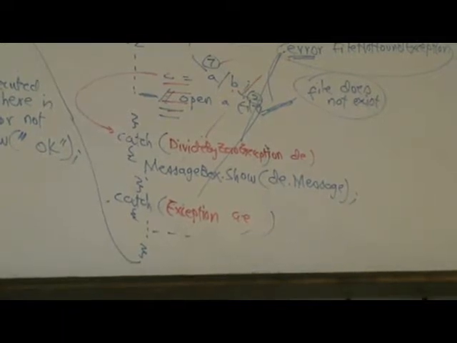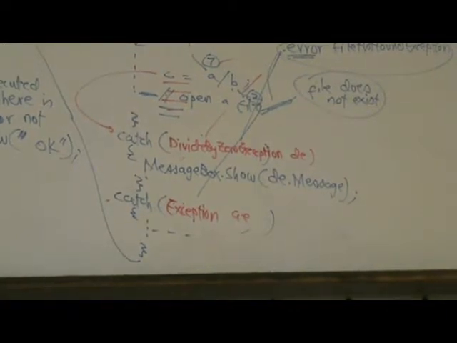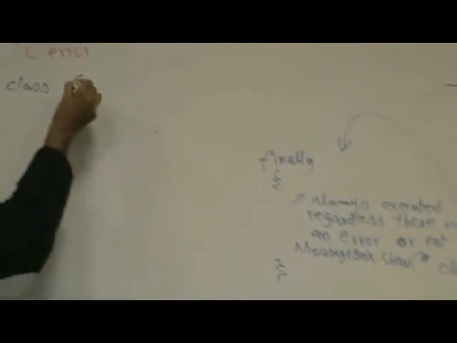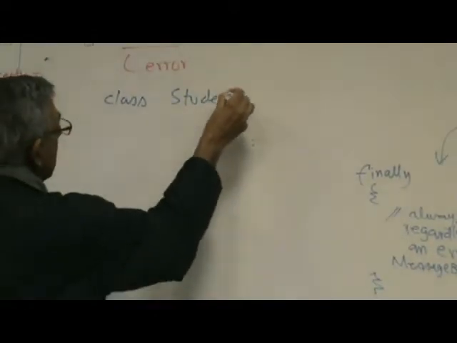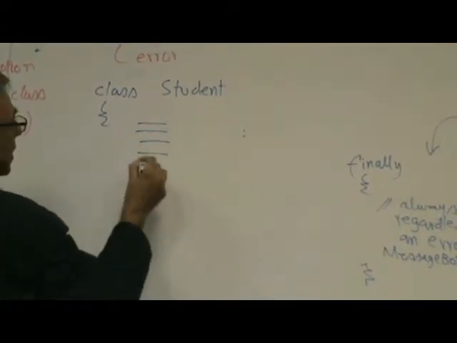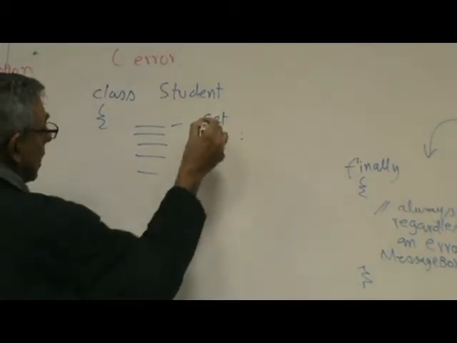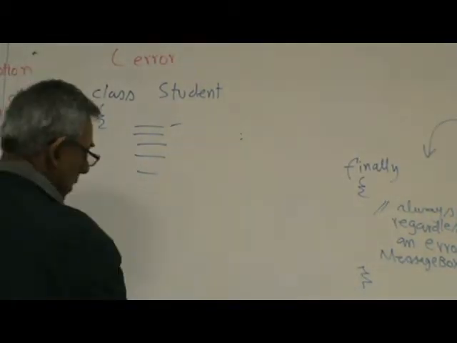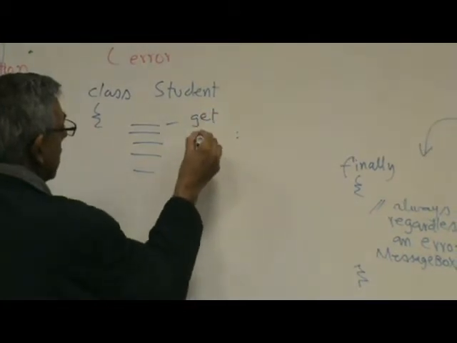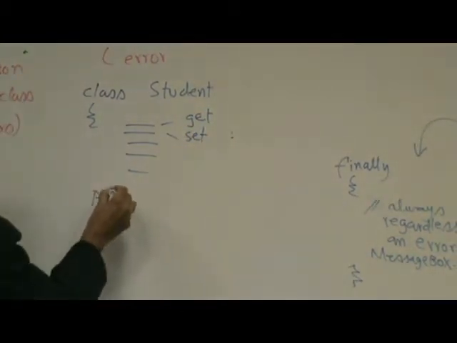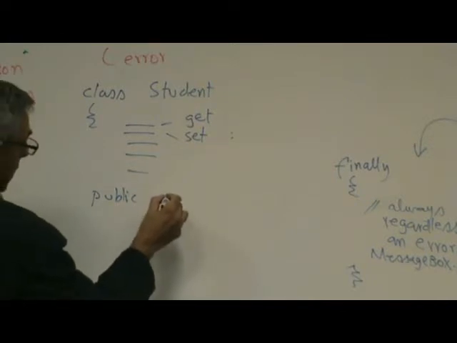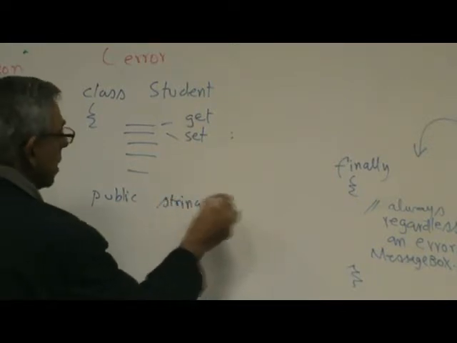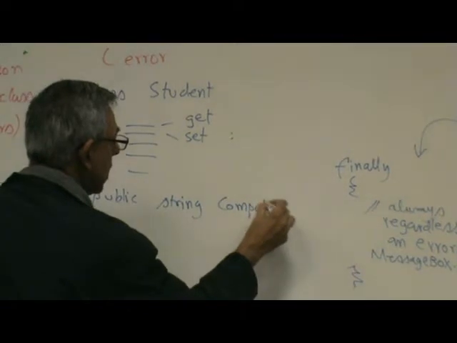Okay, so now let's pretend we were writing some application. We created a class called student, with all the 5 fields, everyone has a get and a set part. Then we write some method over here, public string, let's say compute grade.